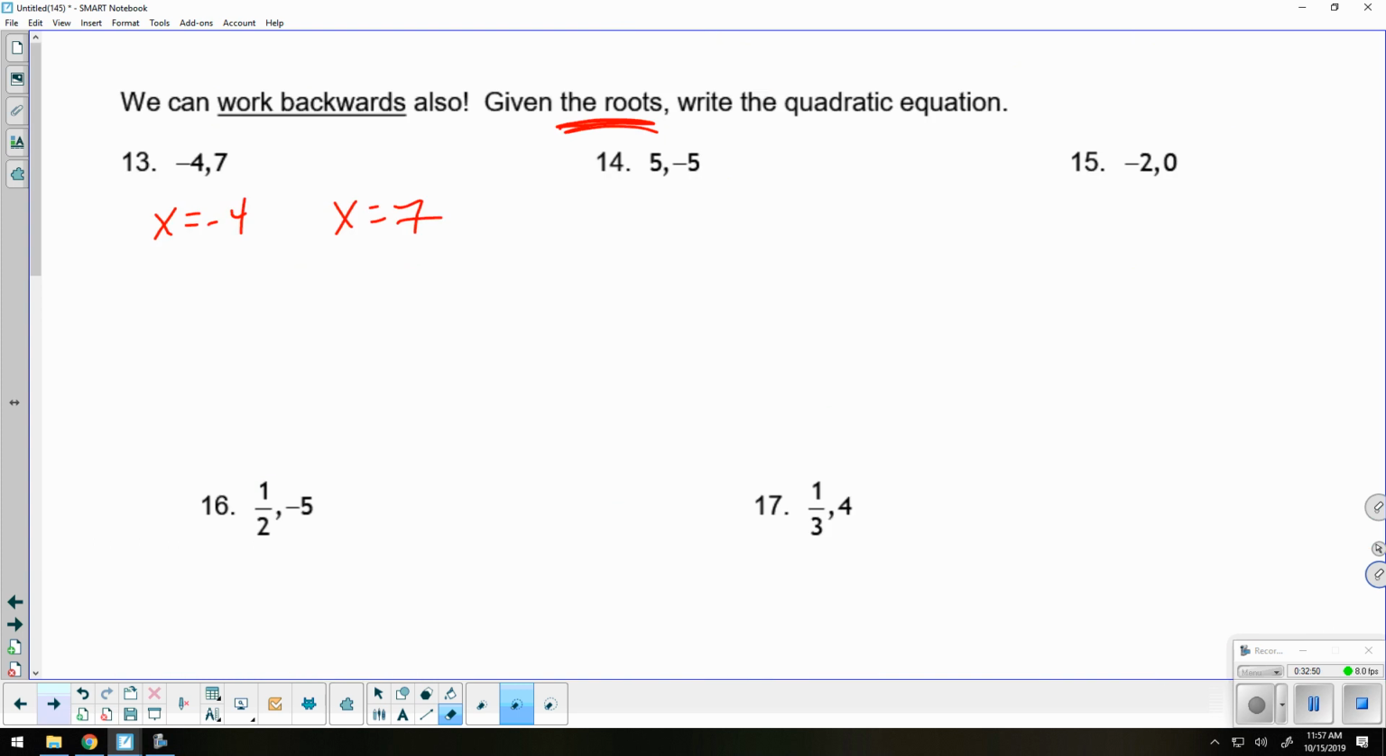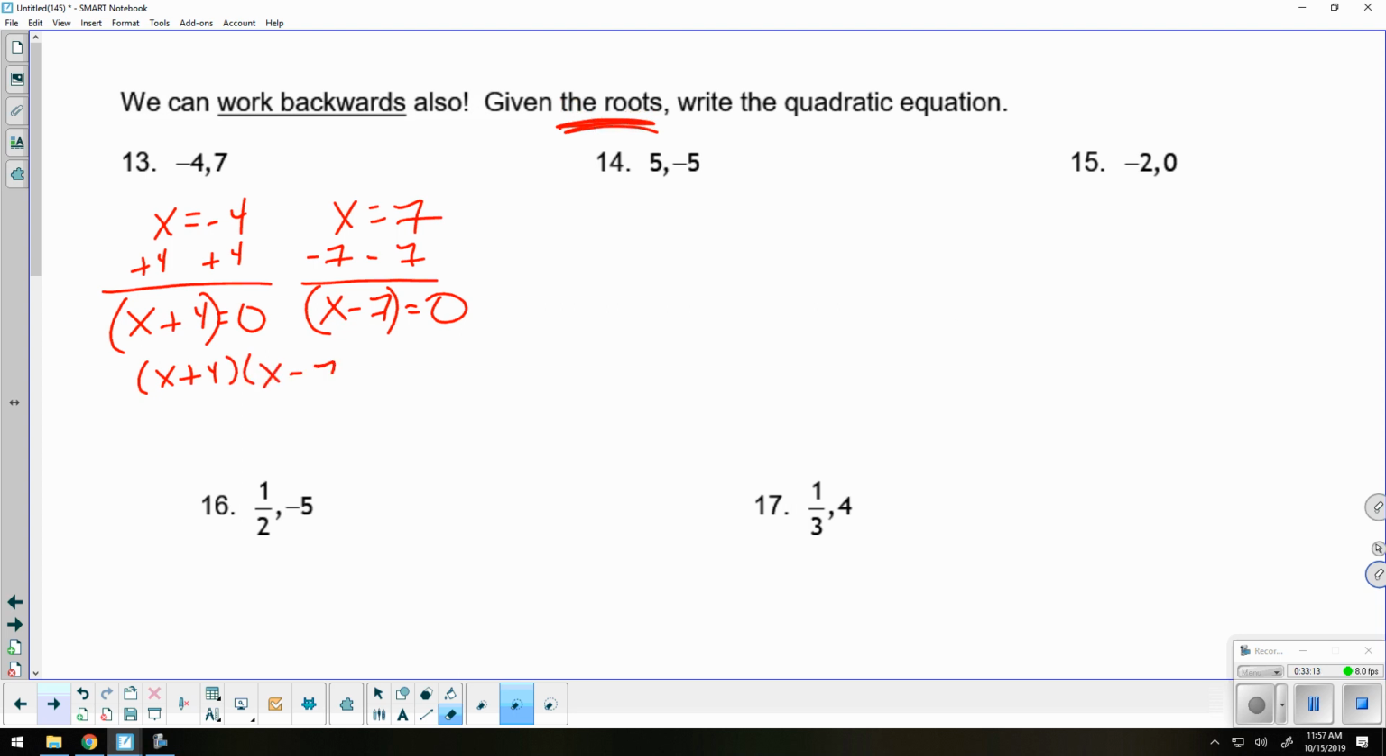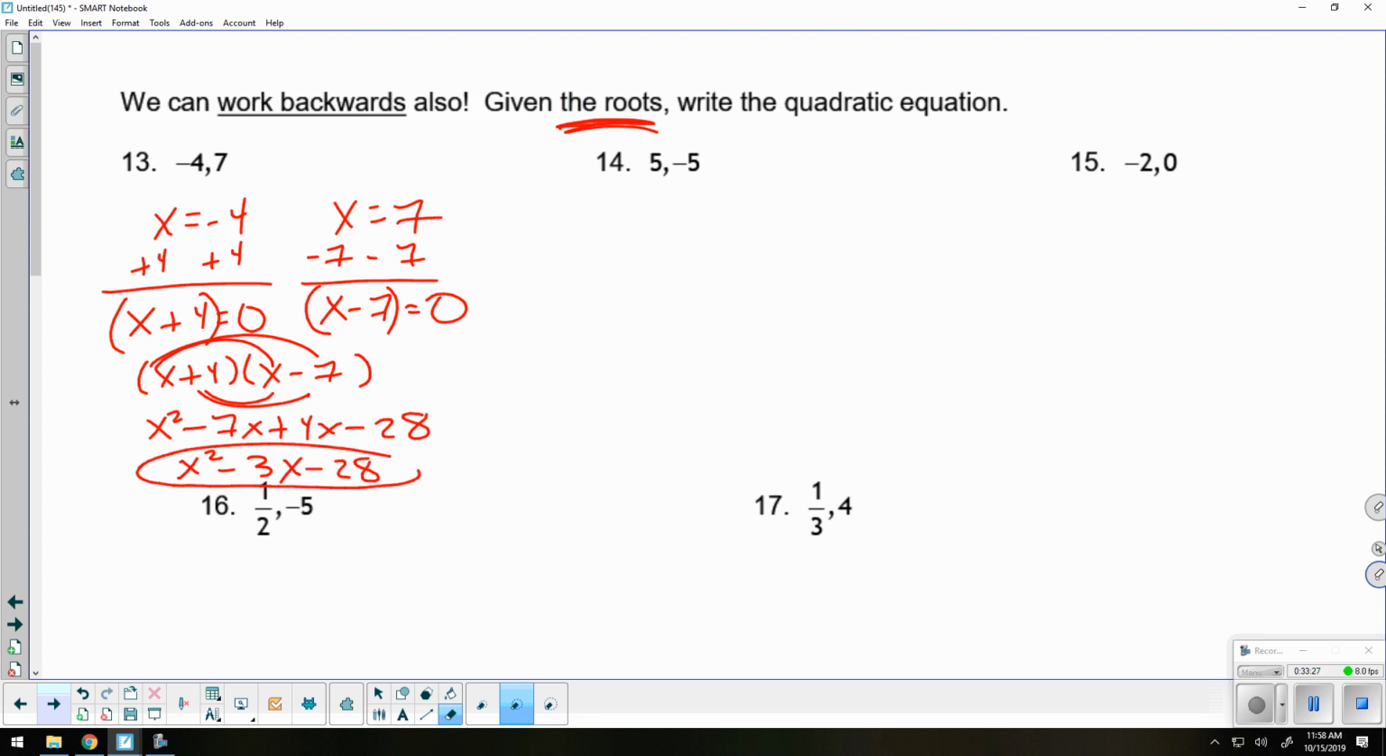So let's apply that over here. All I'd have to do is set each of these equal to 0. The x equals negative 4 and the x equals 7. If I want to set this first one equal to 0, I just add the 4, so I get x plus 4 equals 0. This one I'd have to subtract the 7, so I get x minus 7 equals 0. Set them equal to 0. Now what? Take these two and multiply them together. So take x plus 4 and x minus 7 and just FOIL these two together. You get x squared minus 7x plus 4x minus 28. So that's x squared minus 3x minus 28. And there you go. You're done.